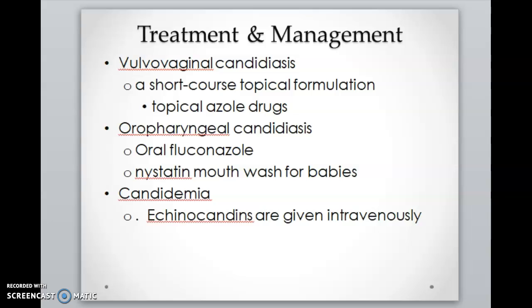Treatment and management. Vulvovaginal candidiasis will be a short course of topical formulation. Usually topical azole drugs are the primary treatment. And for oropharyngeal candidiasis, it'll be an oral fluconazole. And for babies, they usually prescribe nystatin mouthwash. And then for candidemia, echinocandins are given intravenously.